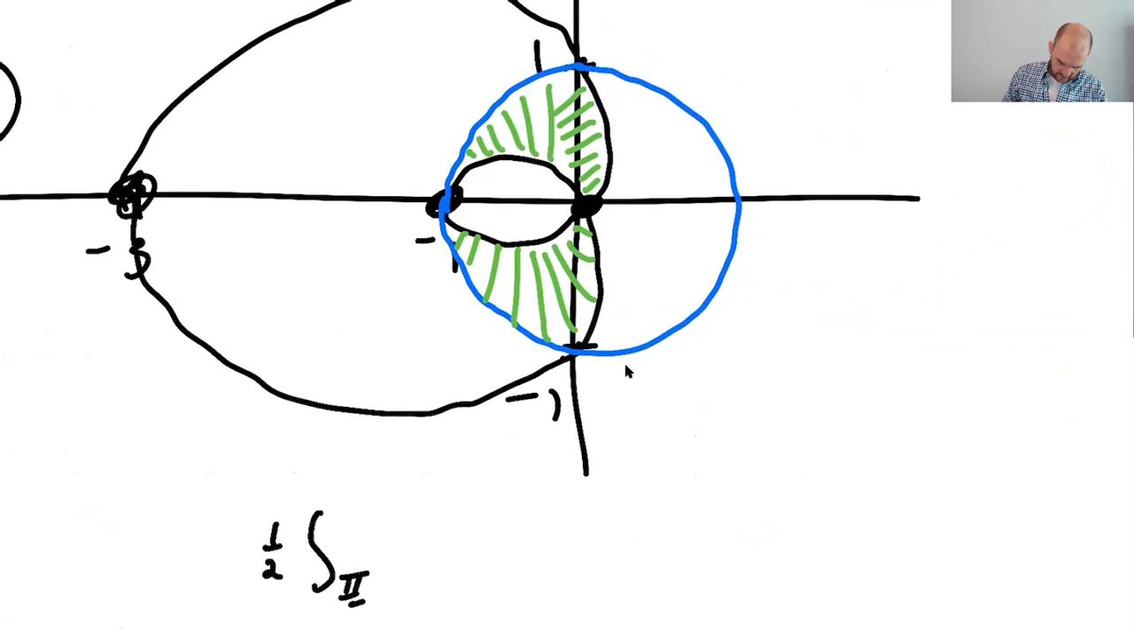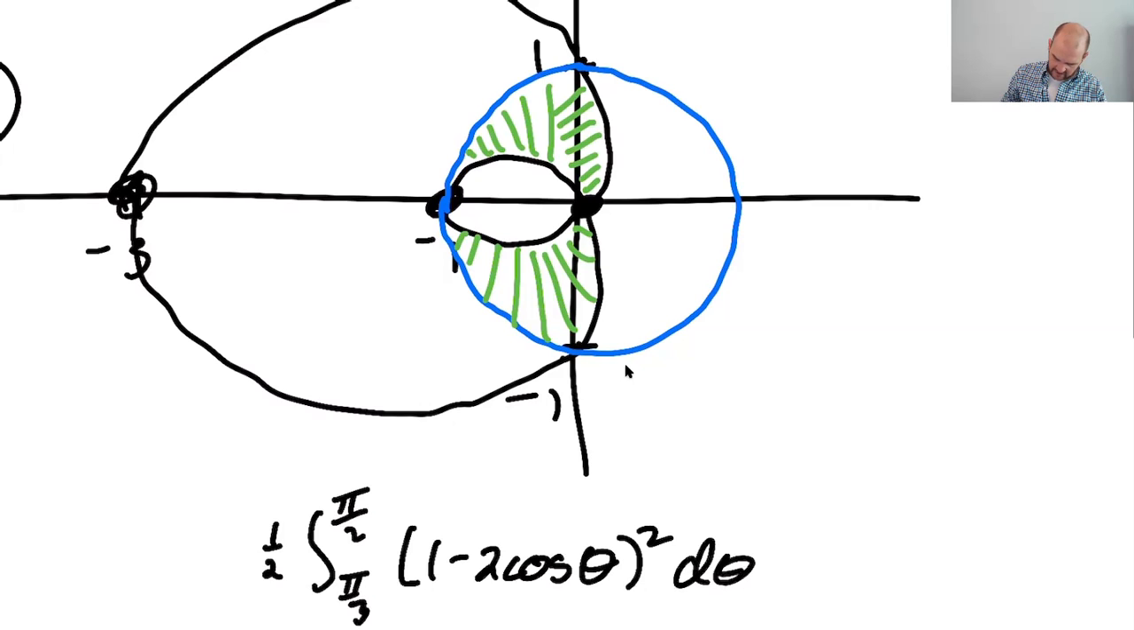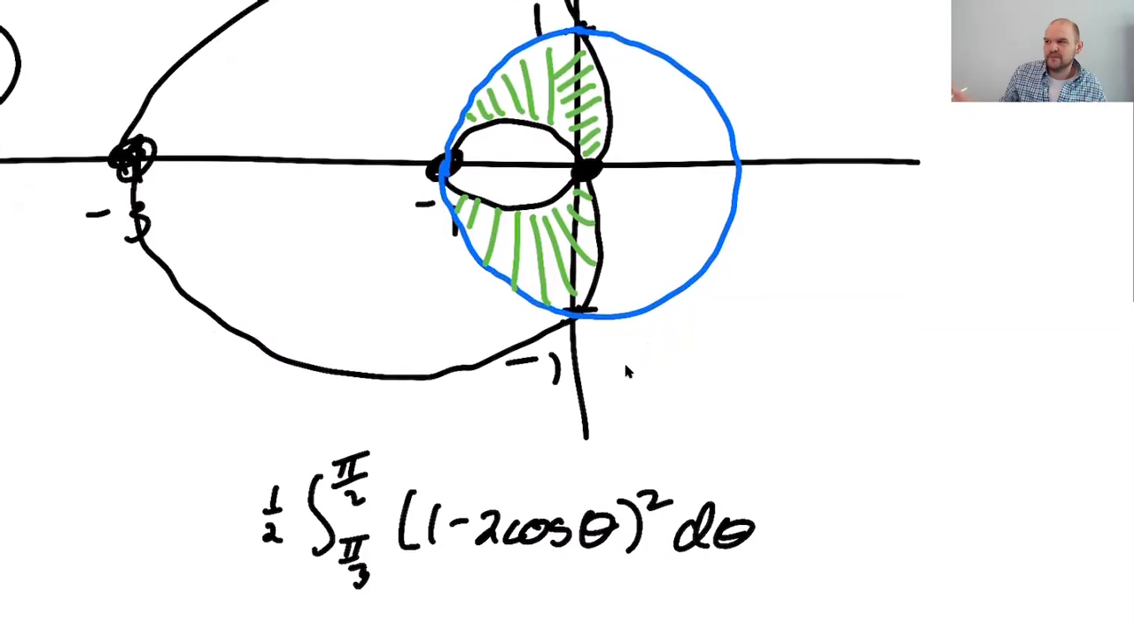Pi over 3 to pi over 2 of the limacon, 1 minus 2 cosine of theta squared. I might not even get these values on the calculator. Like, what's the difference, right? You've seen me do that a million times. Okay, so that's this part here.